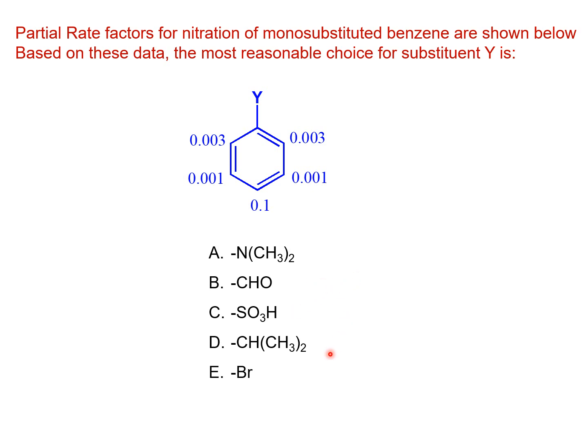The fourth choice is isopropyl group. Isopropyl group is an activating group as well as an ortho-para directing group. But we have seen that our substituent should be deactivating. So the last choice, that is bromine, which is deactivating but at the same time it is ortho-para directing. So the most favorable choice for this problem should be the bromine substituent.